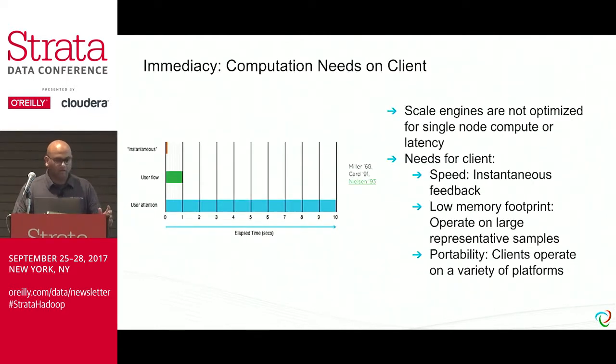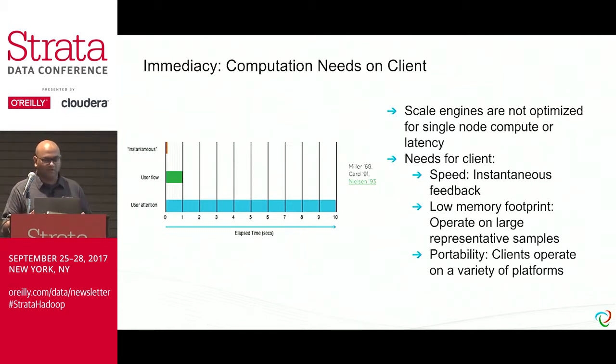So now let's look at what the computation needs are on the client. When I say you push computation onto the client, we're not using a scale engine, and the reason for that is scale engines are not optimized for single nodes. They're not optimized for latency. They're optimized for throughput. So one of the needs for the client is speed, which is basically instantaneous feedback to the user. We also want a low memory footprint.